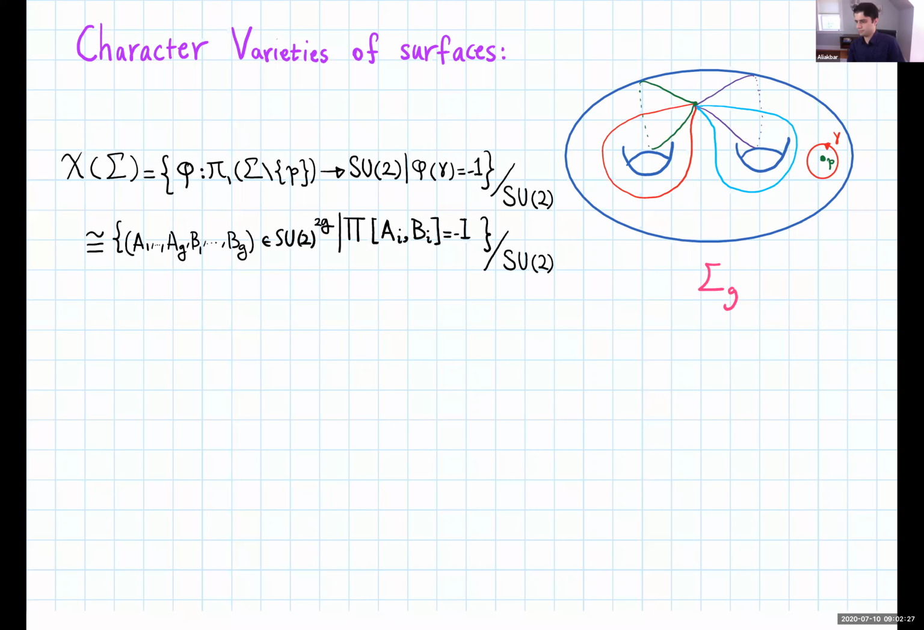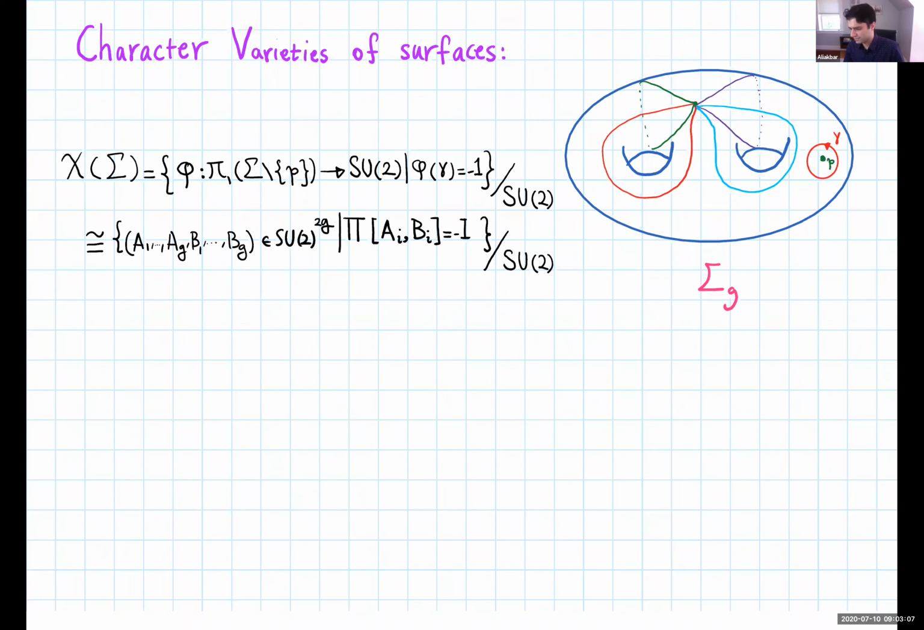For example, we can be a little bit more specific by picking a presentation for our fundamental group. Let's pick the standard presentation given by the loops, as drawn in the case that the genus is equal to 2. In general, this character variety can be identified with the space of 2g-tuples of elements of SU2, which are supposed to satisfy this one relation. And then again, we mod out by the conjugation action of SU2. So SU2 acts on all of these, A1 up to Bg, by conjugation.